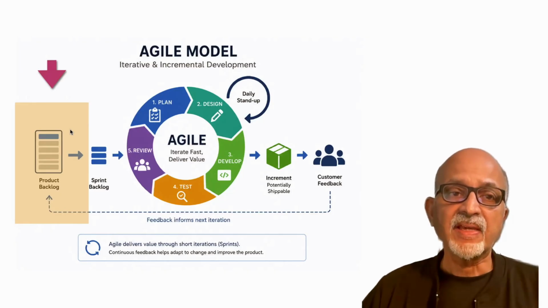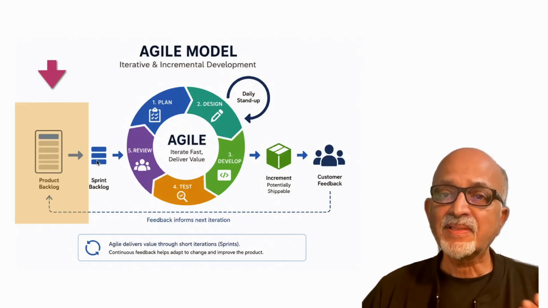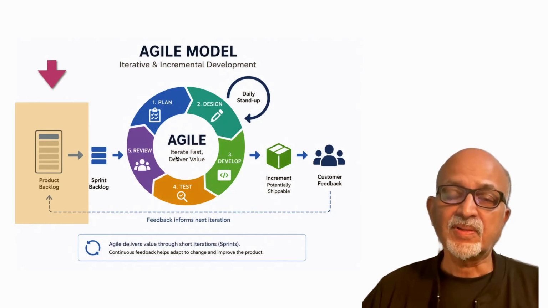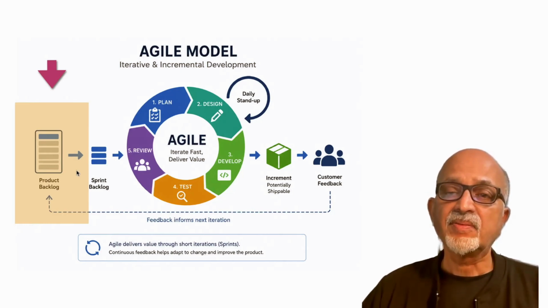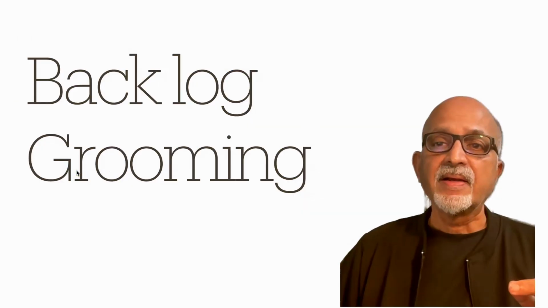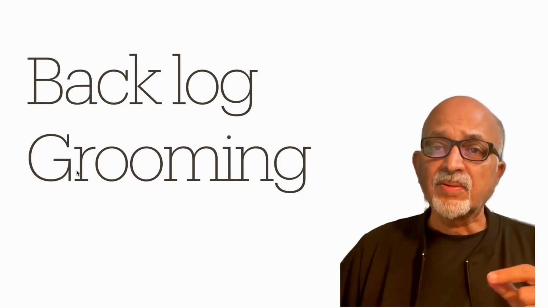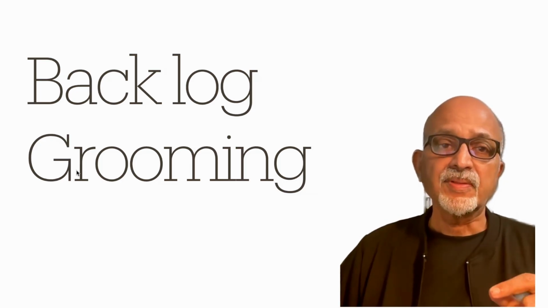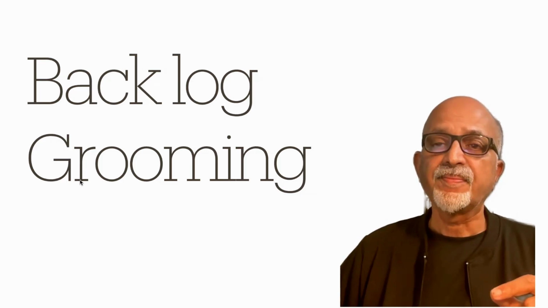And because of that, our sprint planning meetings will go for a toss. Our sprints also will go for a toss. The problem is with the poor quality of the product backlog. Backlog grooming is the answer to this particular issue.